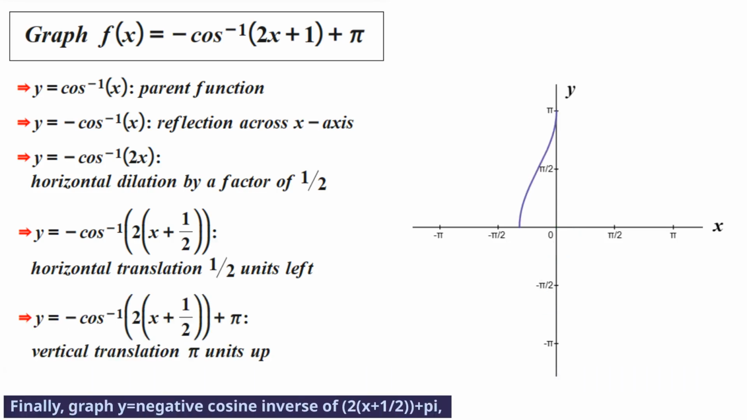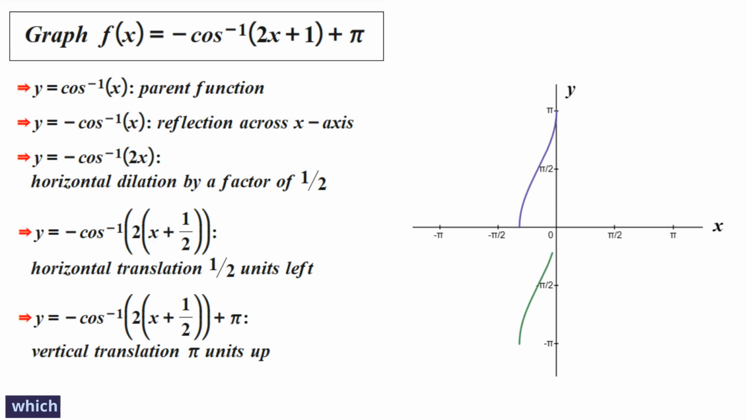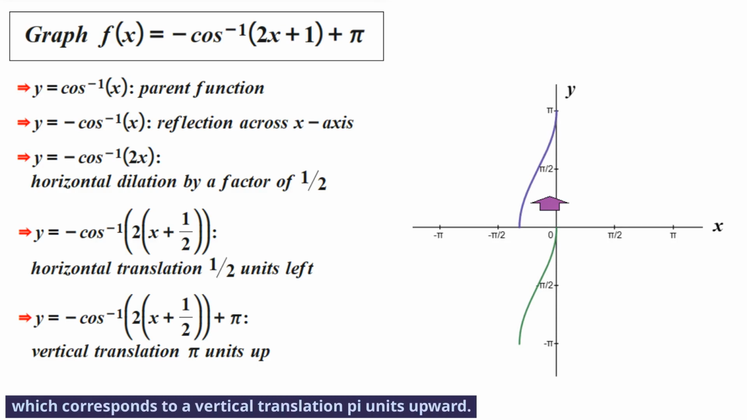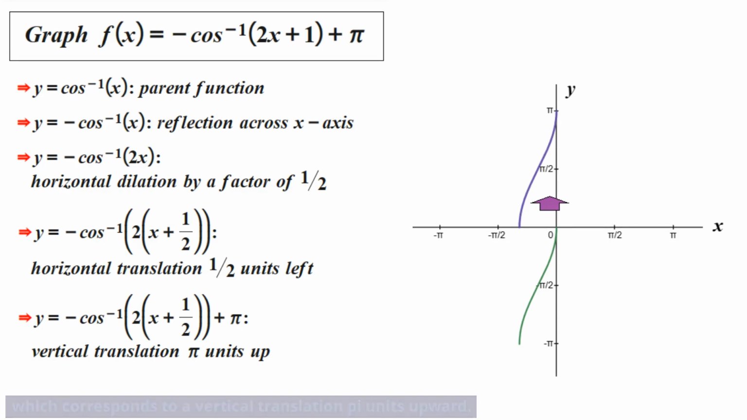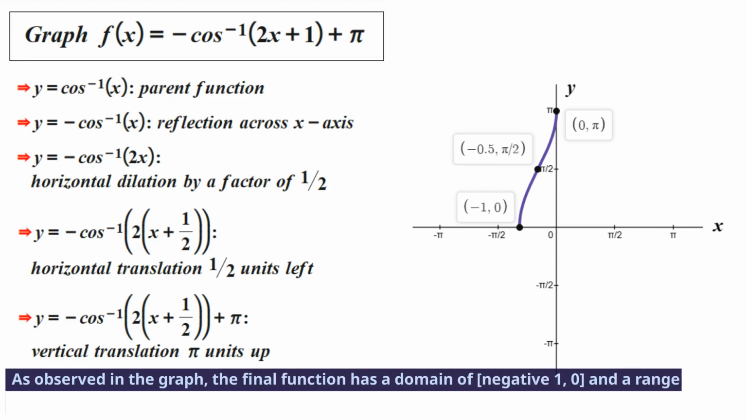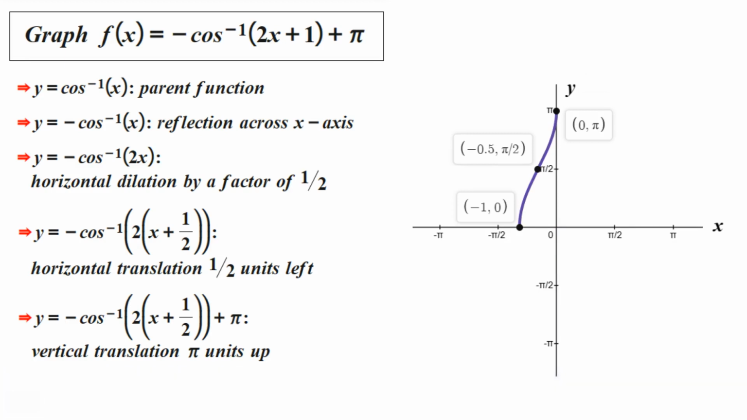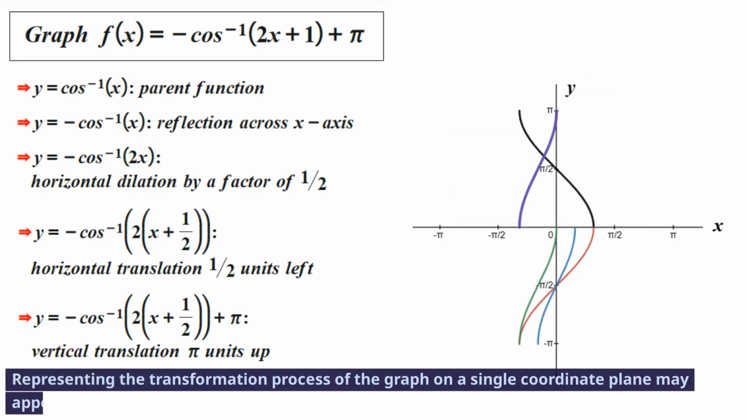Finally, graph y equals negative cosine inverse of (2x plus 1/2) plus pi, which corresponds to a vertical translation pi units upward. As observed in the graph, the final function has a domain of [-1, 0], and a range of [0, pi]. Representing the transformation process of the graph on a single coordinate plane may appear somewhat complex.